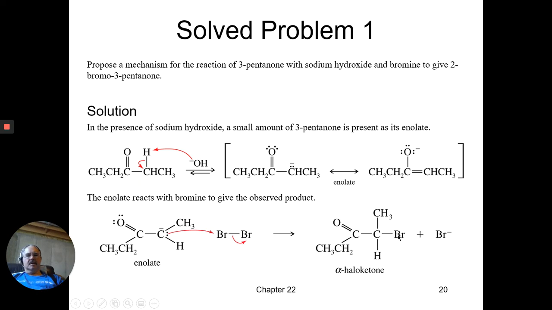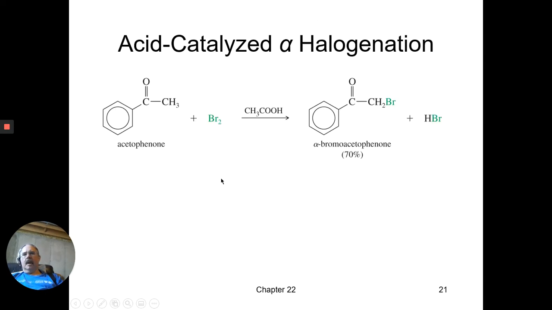Now, under basic conditions, this is going to keep going. In fact, if we have excess bromine, we can replace all 4 of these alpha hydrogens with bromine. So if this is your target molecule, this is really not a good way to do it. Now if we do this under acid conditions, we can, in fact, stop at just 1 halogen substitution.